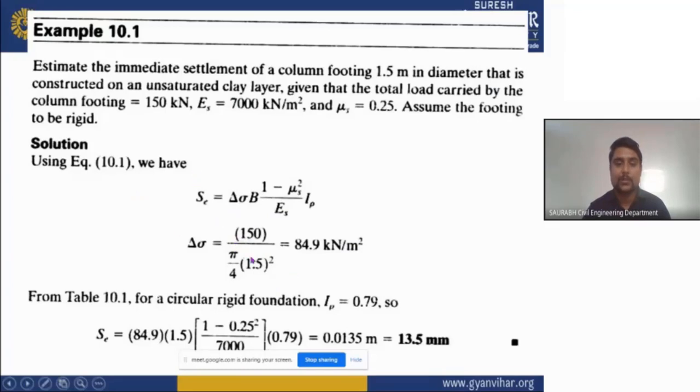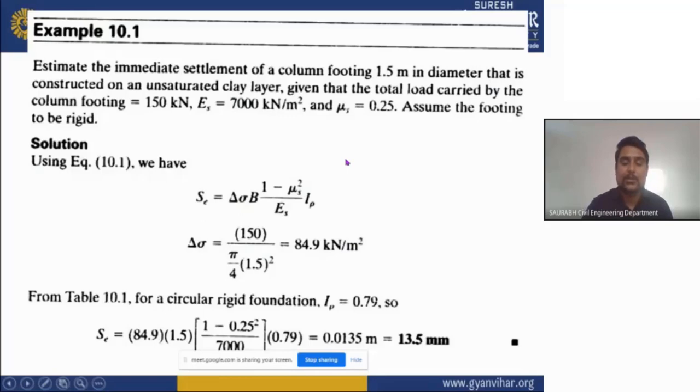We are putting the value here, 150 upon π/4. First we have to find the Δσ. Here we will find it, it will become 84.9 kN/m². From table number 10.1, which we saw in the previous slide, I_P is equal to 0.79. So we will put the value here. As you can see, when you put the values, you will get 13.5 mm.